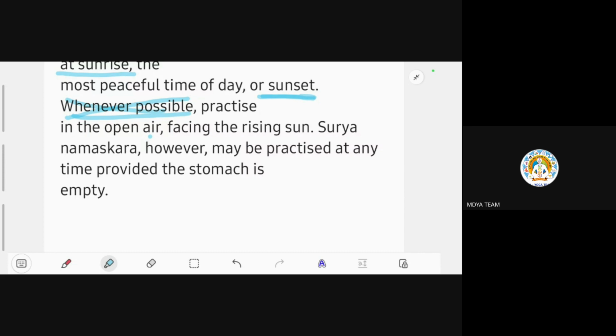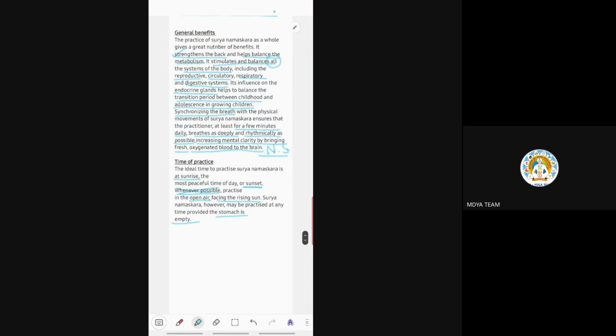Yes, in open air facing the rising sun, Surya Namaskar is always practiced like that, and the stomach shall always be empty. This is very common. As yoga practitioners, we all know this. In general, your Surya Namaskar is completed.